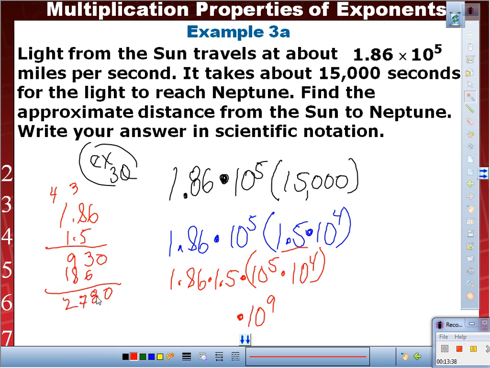How many decimal places? Yeah, I did that on purpose here for paying attention. How many decimal places? 3. So this is 2.790. Question, is this scientific notation? Yes. So therefore, what is the distance from the sun to Neptune? 2.790 times 10 to the 9 miles away.